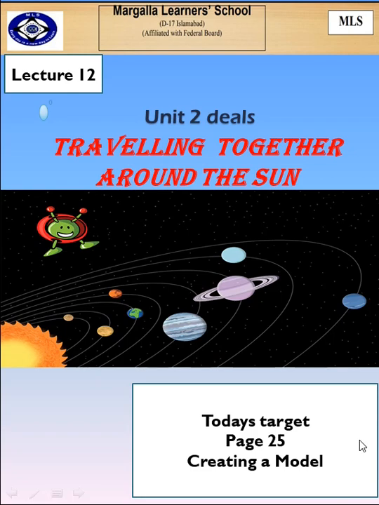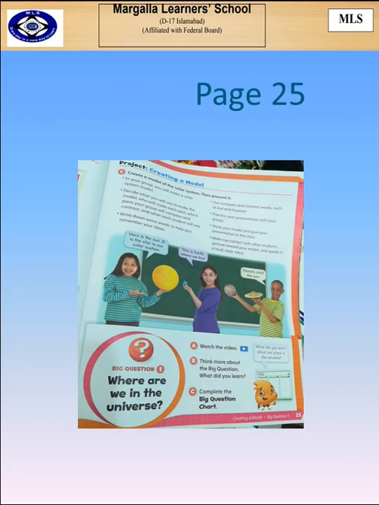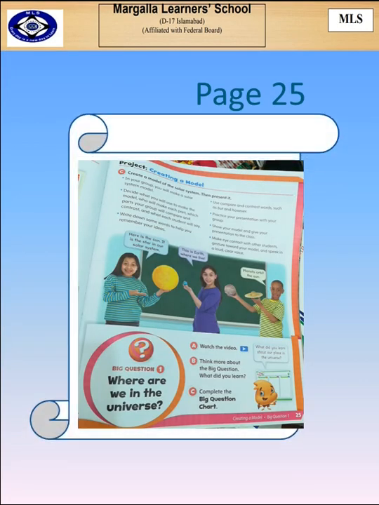Today, we are going to start our page number 25, Project, Creating a Model. Open up your books, page 25, Part C. Let us first see what we need to create a model. In today's lecture, in today's Creating a Model section, we are basically trying to create a model of a solar system.